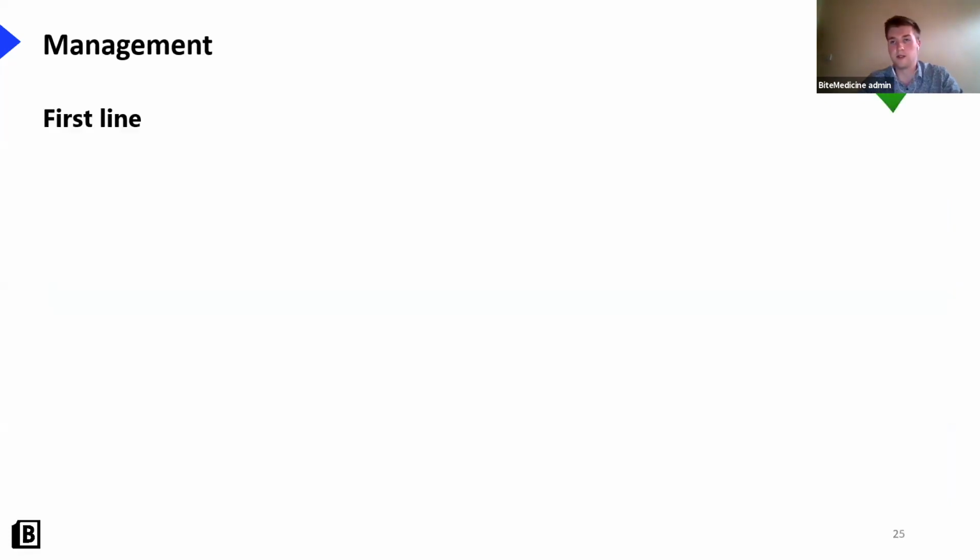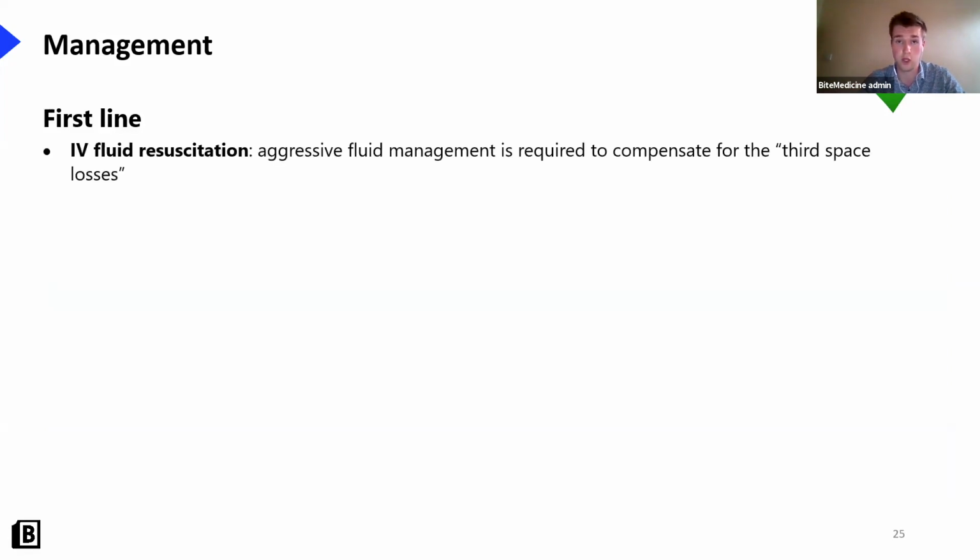So the management, this is what you might get asked after you've wonderfully investigated this patient, and you're going up to your senior registrar and saying, I think I've got a patient with pancreatitis and this is what I'd like to do with them. So essentially your management is going to be supportive. So IV fluid resuscitation, I cannot stress how important this is for a patient with pancreatitis.